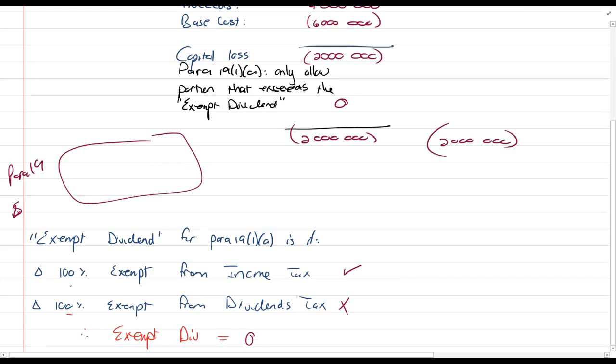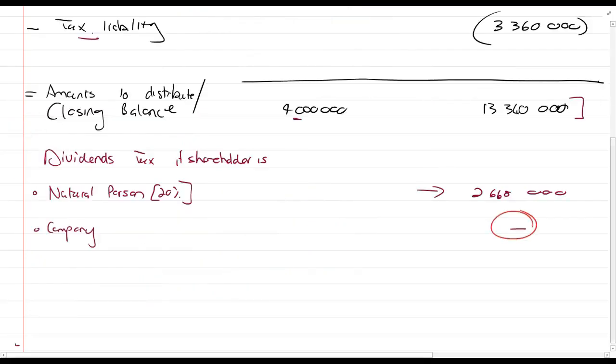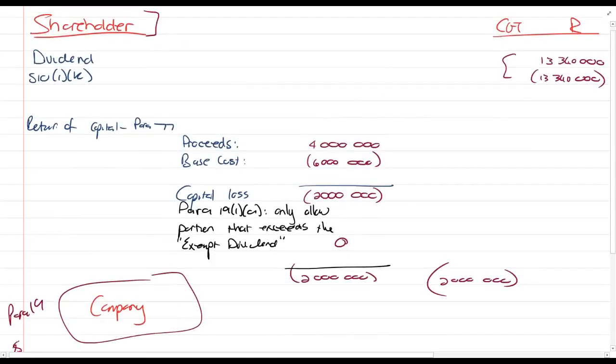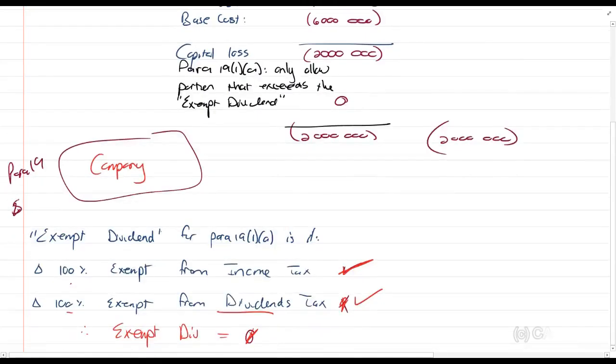Now I change this. It's not a natural person anymore. It's now company. Okay. Was it 100% exempt from income tax? Yes. Is it 100% exempt from dividends tax? Yes. So the dividend amount of 13,340, that is my exempt dividend. So how much of the 2 million exceeds 13.3? Nothing. Right, and that's it then.